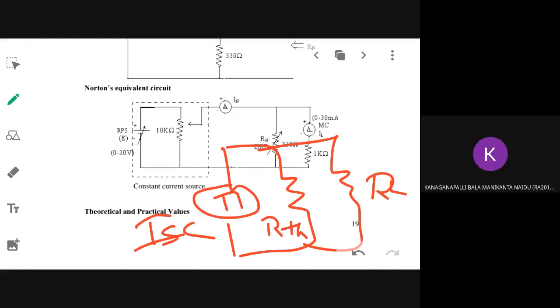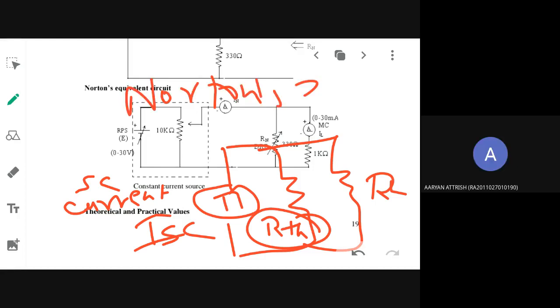Remember this concept. OC means open circuit. SC means short circuit current. This one is R Thevenin, Thevenin's resistance. Both will be connected in parallel. And this circuit is called Norton's equivalent circuit.